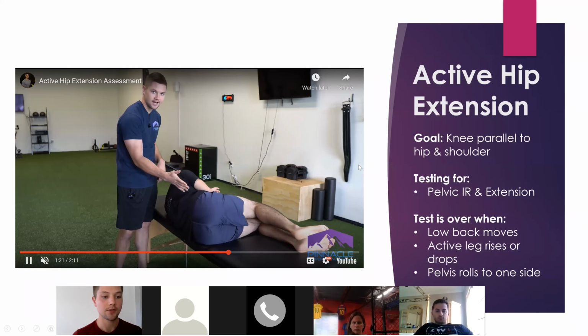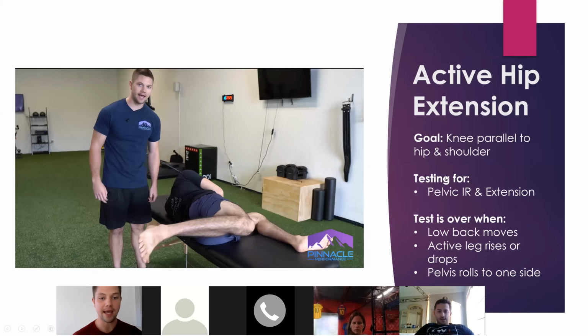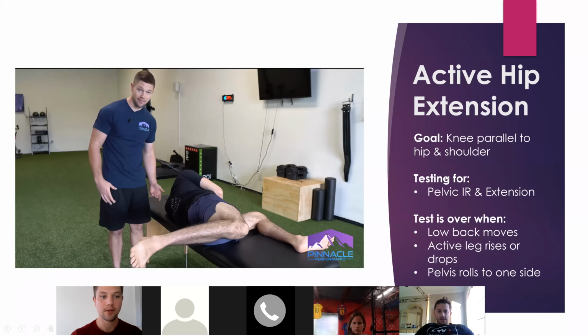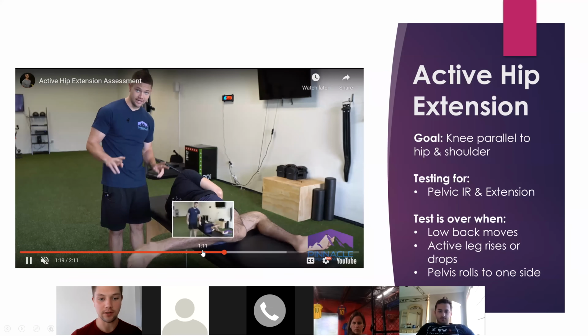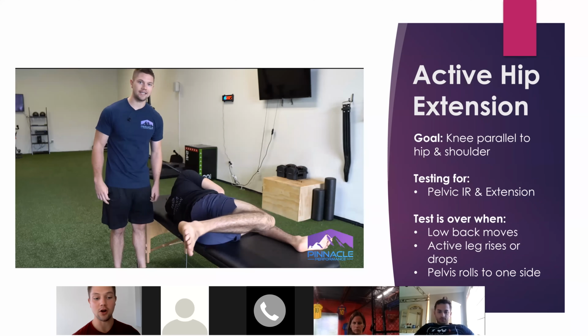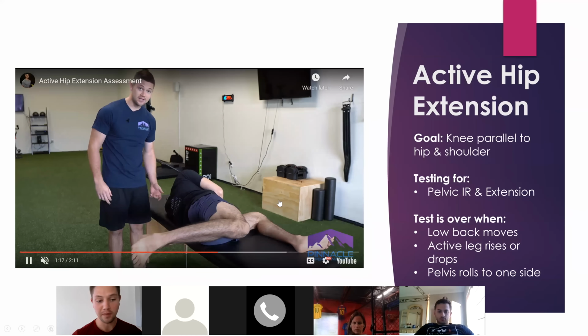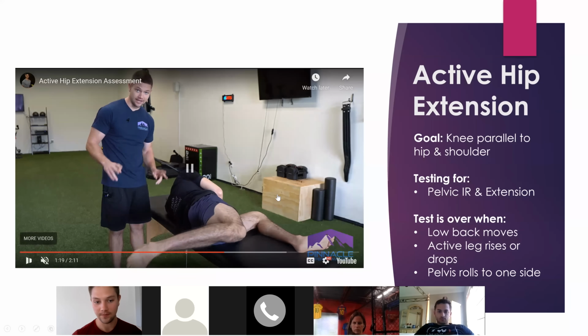I do. So right here, if that low back moves before that hip gets back, as most people will, then we know that that's a compensation. And we know that that person is substituting that internal rotation and they're arching their low back because they don't have full hip extension. Most people are not going to pass this initially. The overwhelming majority of them will not.